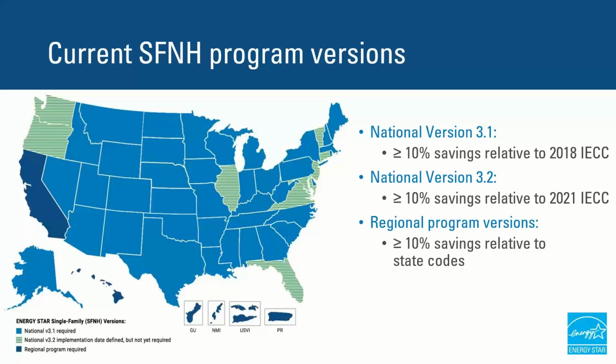And finally, we have regional program versions in a handful of locations. Most regional versions are scheduled to be sunset in 2025. The exceptions are California, the Caribbean, and the Pacific. These regional versions save at least 10% relative to the state code or territory code, and those are shown in dark blue.